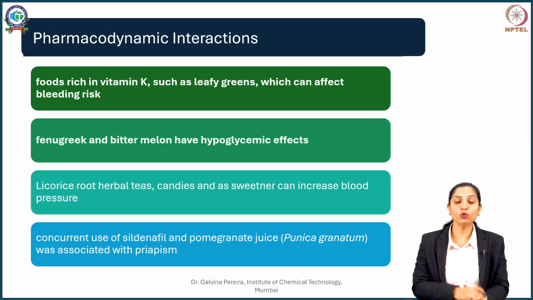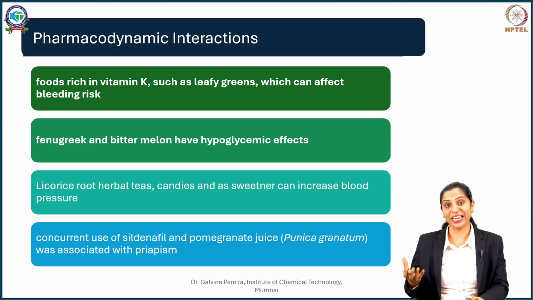Similarly, one more case of interaction is seen with sildenafil or Viagra, which is used for erectile dysfunction. In that case, consuming pomegranate juice is often associated with a lot of pain, and that leads to what is called priapism. So one needs to be very careful while taking sildenafil, especially with pomegranate juice.